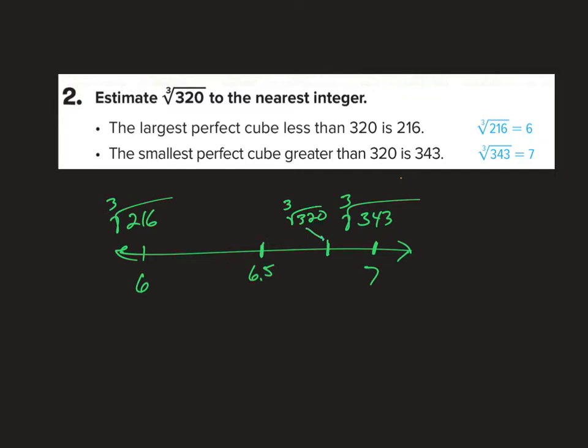And remember, I don't have to find the exact value of the cube root of 320. I just need to know, is the cube root of 320 closer to 7 or closer to 6? And it's closer to 7. So I can write out my expression like this. The cube root of 320 is approximately 7.